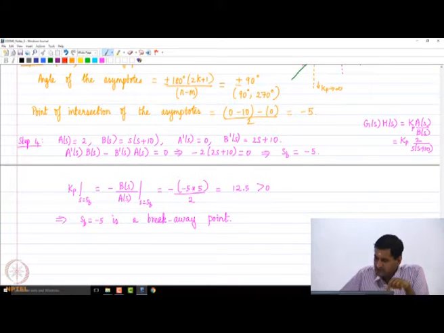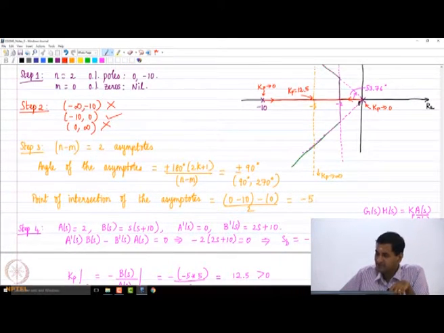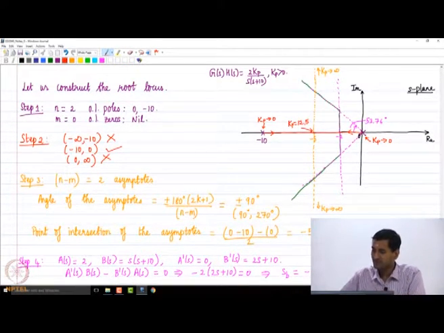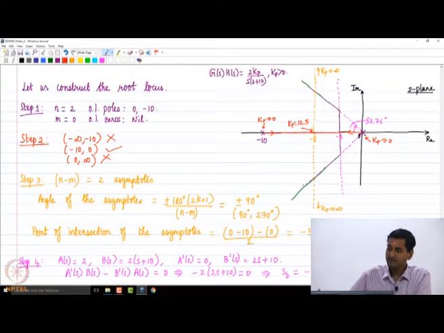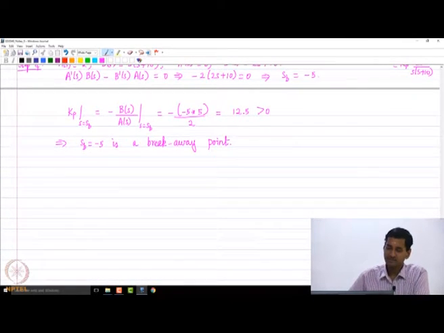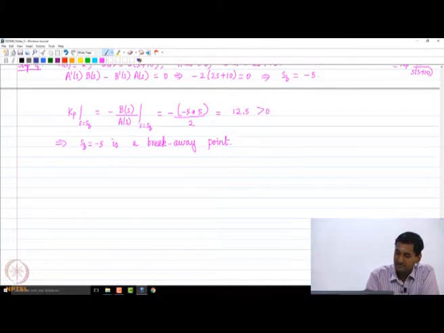Okay, so s equals minus 5 is a breakaway point, right? So that's what we have done. That's why it breaks away, and anyway it goes along the asymptotes, right? But anyway we will come and plot it as we go along. Okay, so what is step 5?